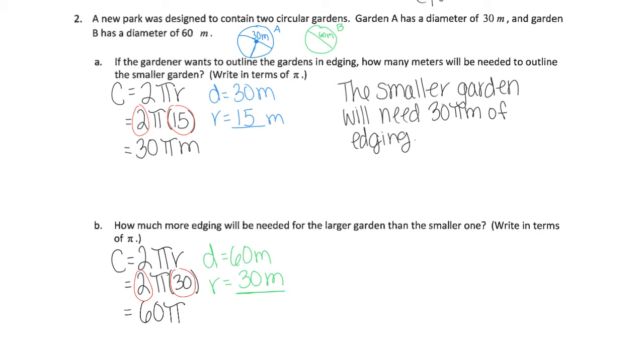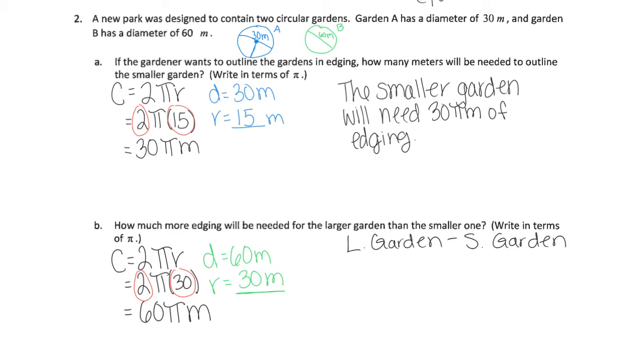And again, what unit of measurement are we using? Well, we're using meters. So now we know that the larger garden will need 60 pi meters of edging. Now we are going to take both of our answers from garden A and garden B and use them to find how much more edging will be needed for the larger garden than the smaller one. So here we're going to have our larger garden minus our smaller garden.